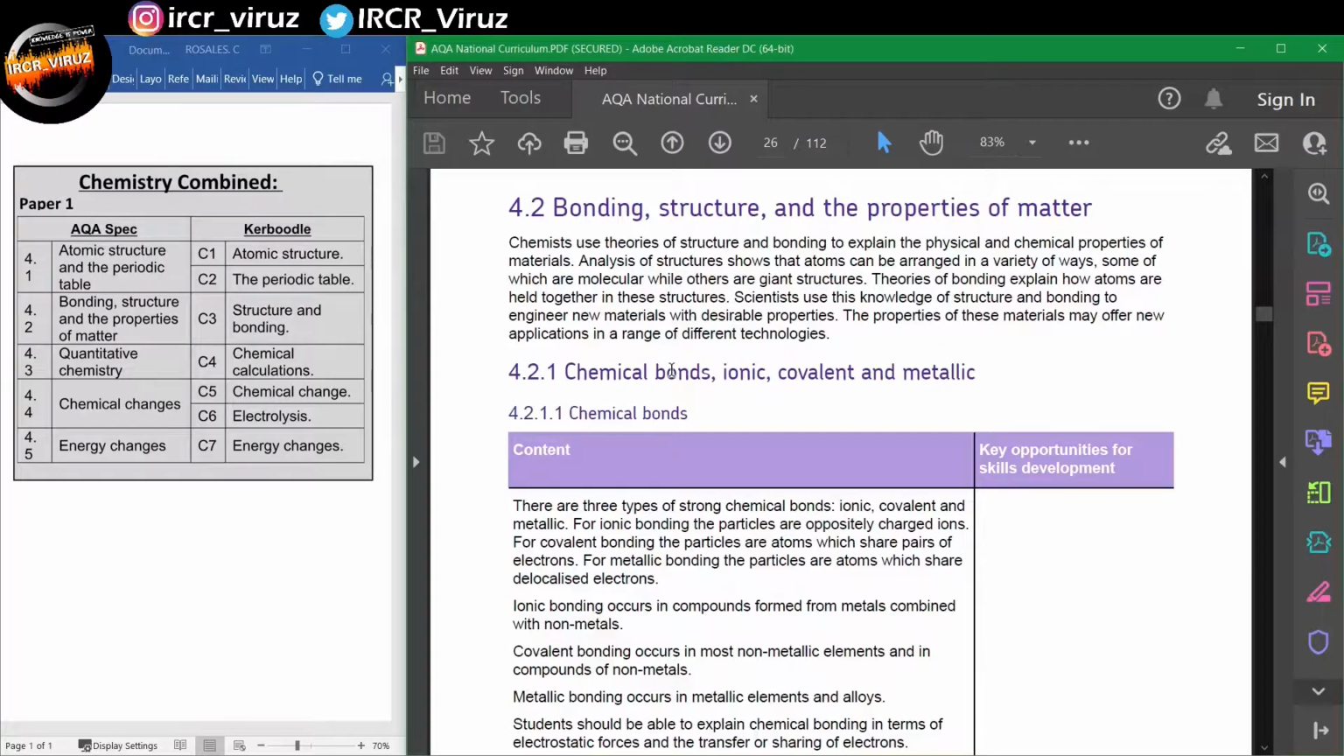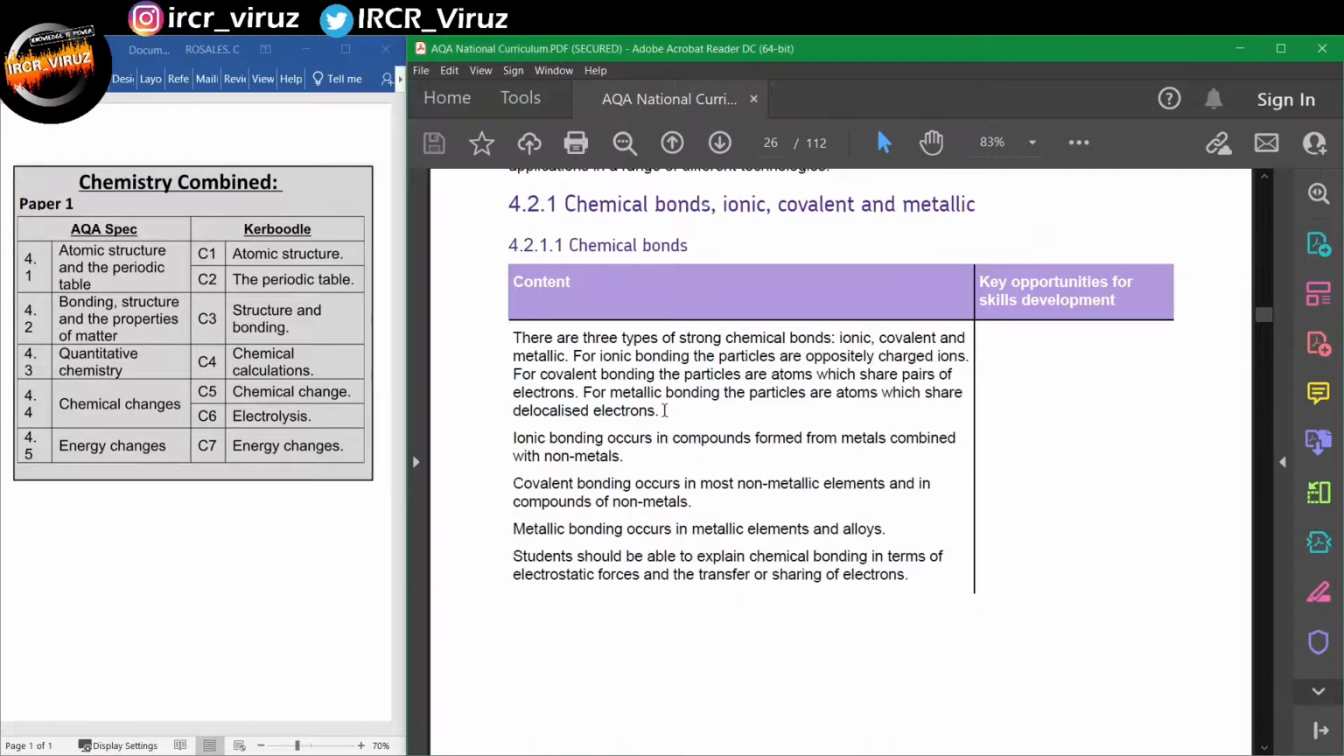Right, so now we're going to be looking at structure and bonding and the properties of matter. And AQA Spec is 4.2, and in the Carbudo, this is chapter 3, okay? You got three types of bonding. You got ionic, which is between a metal and a non-metal. You have covalent, which is between two non-metals, and then we have metallic, which is just between metals.